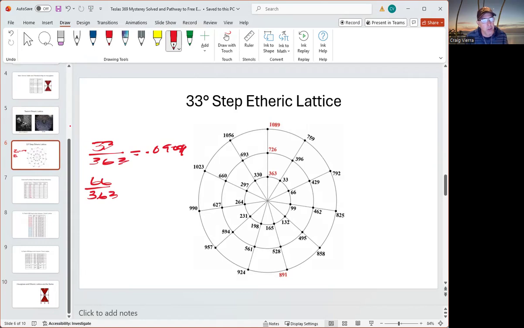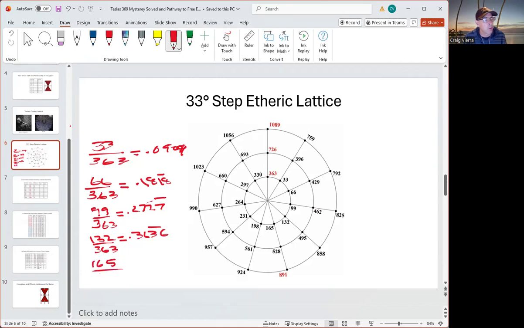So I'm going to do some ratios here of the nodes going around one complete rotation. You actually have to go around 3 rotations for one complete scalar breath. So this is going to be 66 divided by 363 is 0.1818. And these are just repeats, so they're just going to keep going. 99 over 363. This is going to be 0.2727. Okay. 132 over 363 is going to be 0.3636. Okay, these are all repeat numbers.